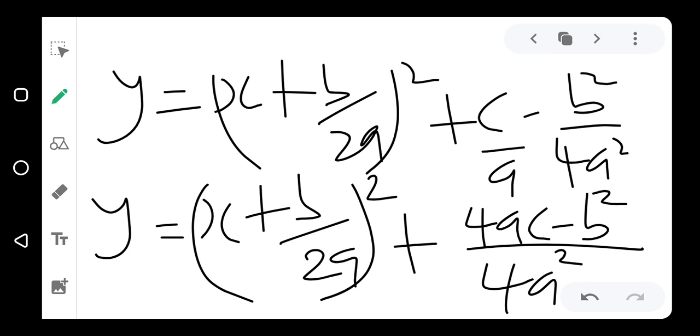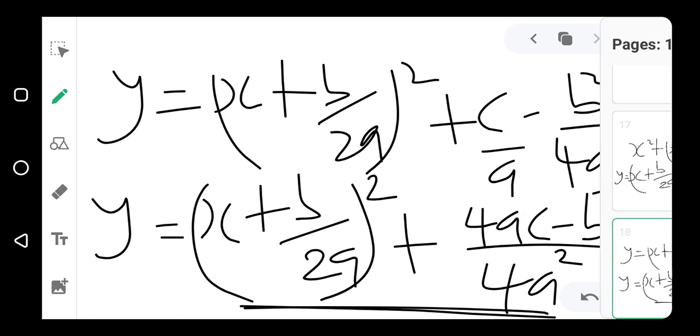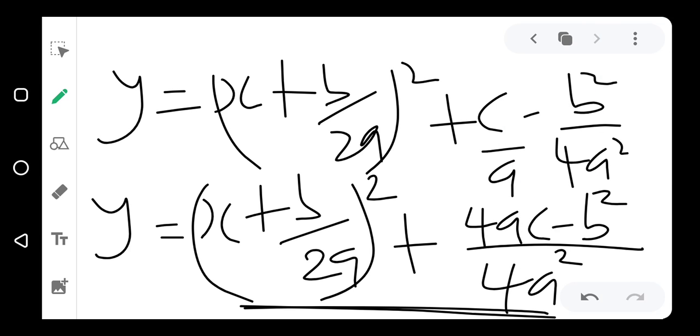Then we can't simplify further, so we leave it. This is the answer. Since we cannot simplify this further, so this becomes the answer. So we've solved the quiz. This is the answer that is expected from you in the quiz. I hope it is very clear. Thank you.